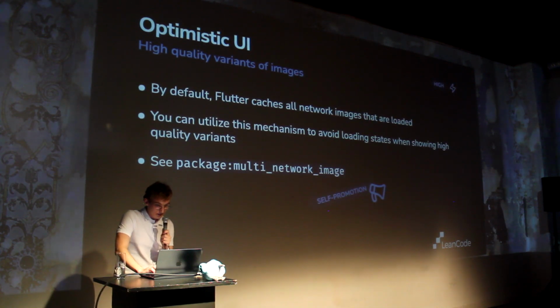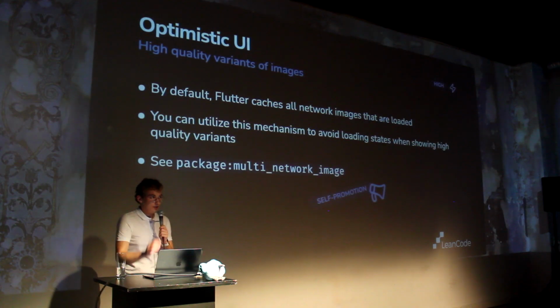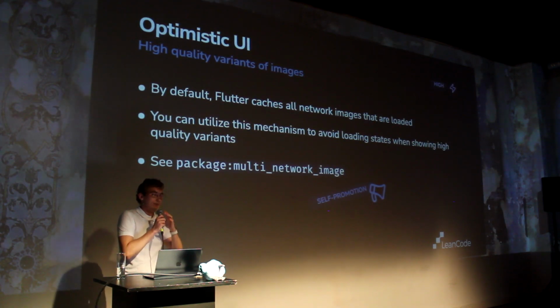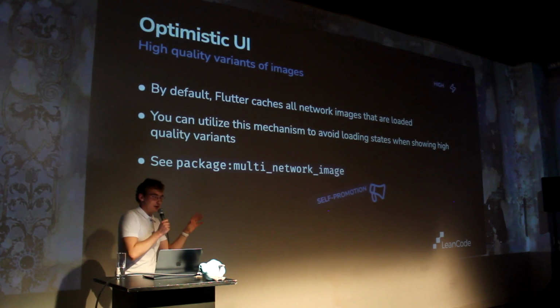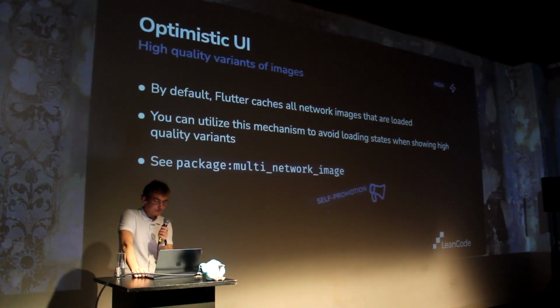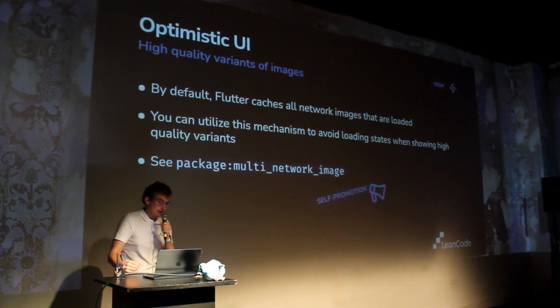And the second case that I want to cover is loading high-quality images. As you may know, once you load an image in Flutter, it's cached by default. You actually have PaintingBinding, and there is an image cache inside that instance. And you can actually extract images from that image cache. You can use that mechanism in order to, for example, first show low-quality images, and then show a high-quality variant when it's loaded.